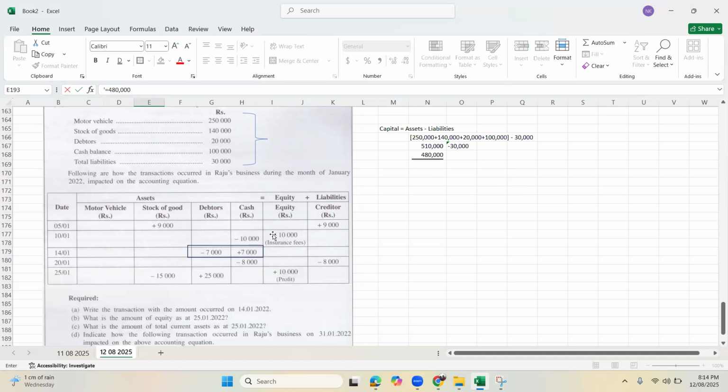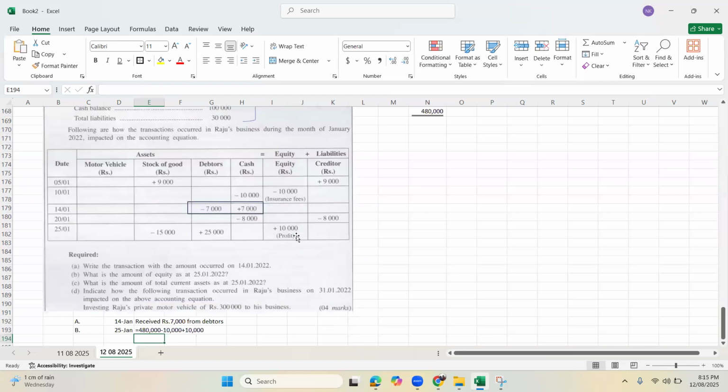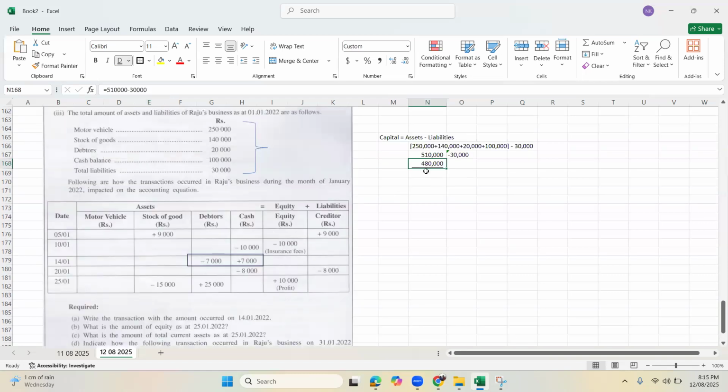Here you can see equity minus on 10th of Jan, 10,000. Then again plus on 25th of Jan, again 10,000. Was it clear? Apsara? Yes, sir. Naveen? Yes, sir. Right, very good. So see here, opening equity we have done, it's 480,000. That is on which day? This is on 1st of Jan. On 1st of Jan you have 480,000.